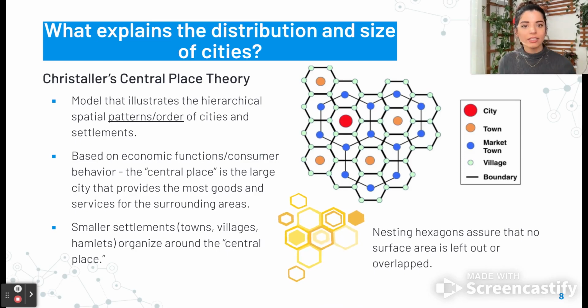So let's take a look at this. Right here we have the main area, the big city. Then we start to see smaller towns around it in this hexagon kind of form. This assures that there's no surface area left out or overlapped. And this means that within this distance here, we have enough goods and services to provide for that particular population, which is why we see this type of distribution where you have a large city and then a town nearby, and in between you have smaller market towns and in between smaller villages.